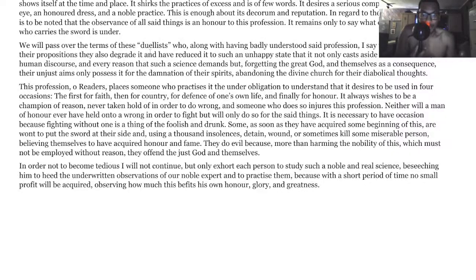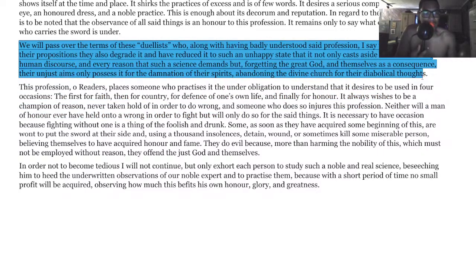We will pass over the terms of the duelists, who, along with having badly understood said profession, with many of their propositions also degrade it and have reduced it to such an unhappy state that it not only casts aside the virtuous life, human discourse, and every reason that such science demands, but forgetting the great God and themselves as a consequence, their unjust aims only possess it for the damnation of their spirits, abandoning the divine church for their diabolical thoughts. Now, I don't care about this religious hogwash, but essentially they have no ethics.